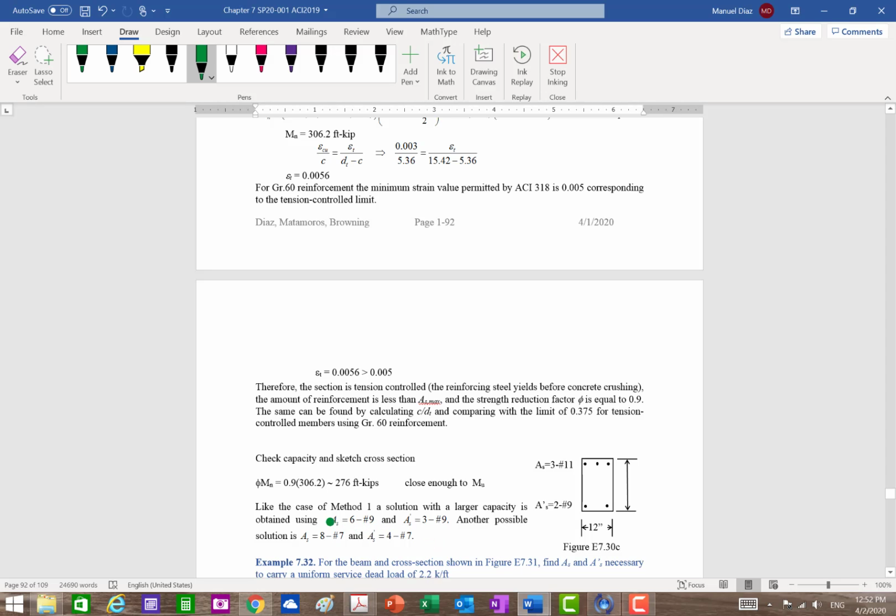And I like this solution right here. Okay? I like that one a lot. Why? Yeah, exactly. All the bars are the same, right? There is less confusion in the field. All the bars are the same. The only problem the guy is going to have is what goes on the top, what goes in the bottom. But at least the bars are going to be the same, right? So this is another very good solution.